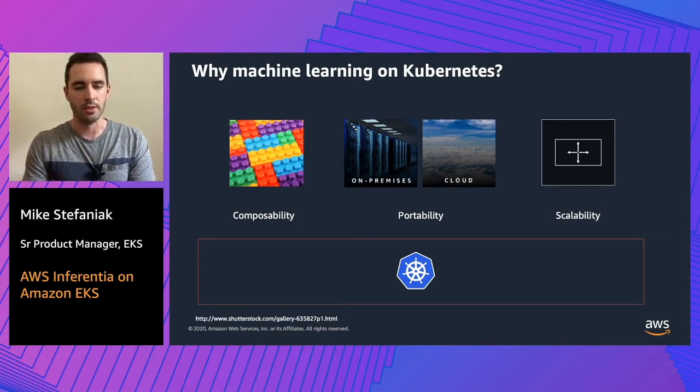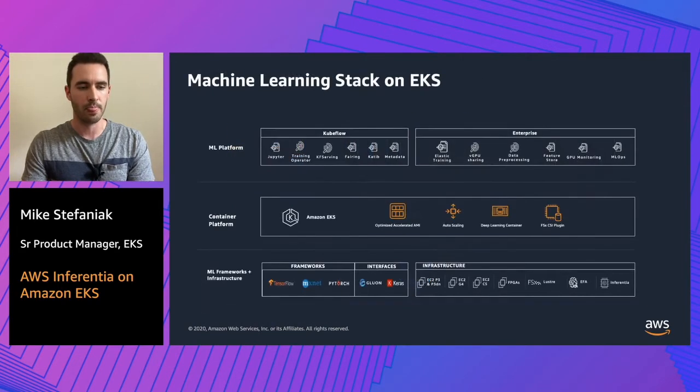And then really the last point is scalability. When you're running in the AWS cloud, you have the power of a bunch of EC2 instances that you can scale out very easily using a Kubernetes cluster. So we've seen those three reasons why it's become so popular.